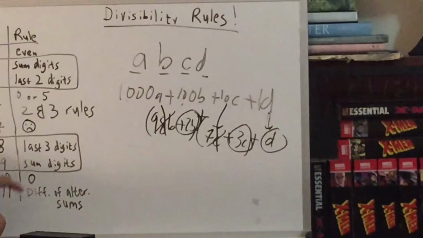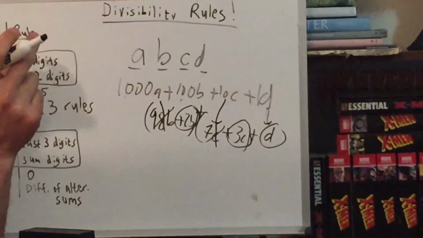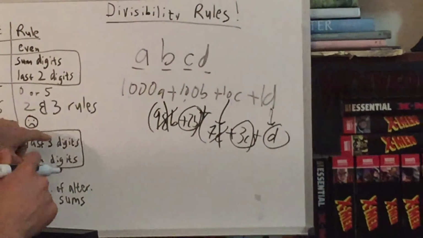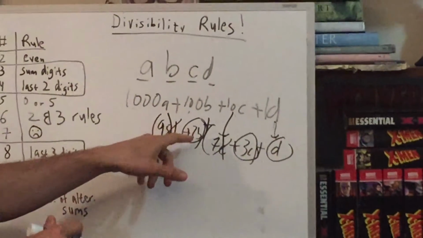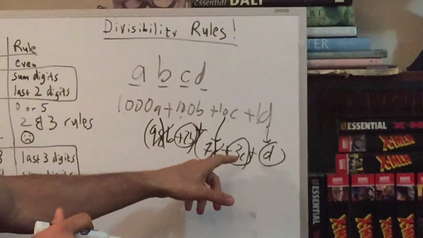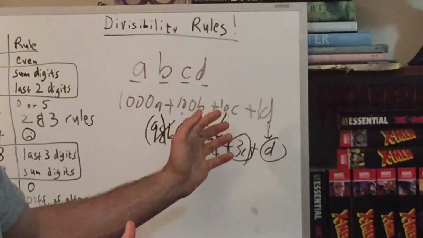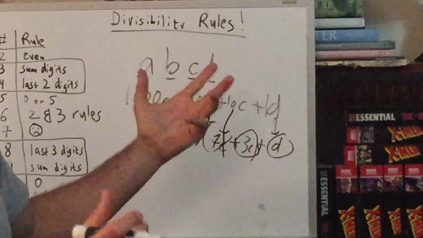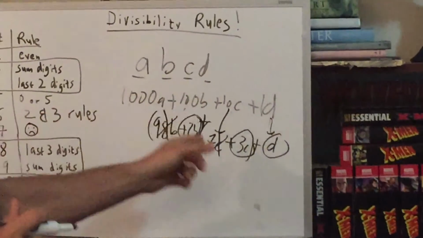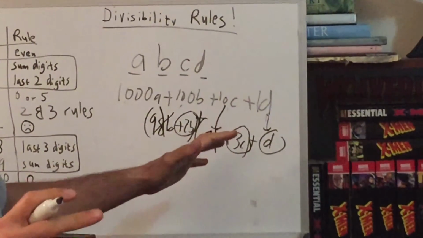So whereas the 3 rule was just sum the digits, the 7 rule would be take twice the hundreds digit, add 3 times the tens digit, and 1 time the ones digit. Now, I don't know about you guys, but I'm not going to remember that, and I don't think you guys should either. So there is a 7 rule, but it sucks.